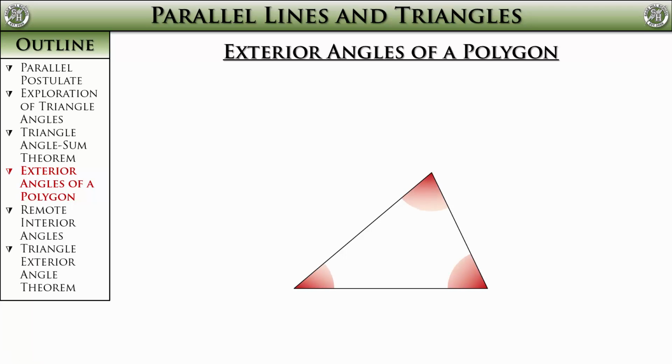So interior angles are on the inside of a polygon. Exterior sounds like it should be simple. Those would simply be on the outside, right? Clearly it must be these, right? Sadly, that's not correct.